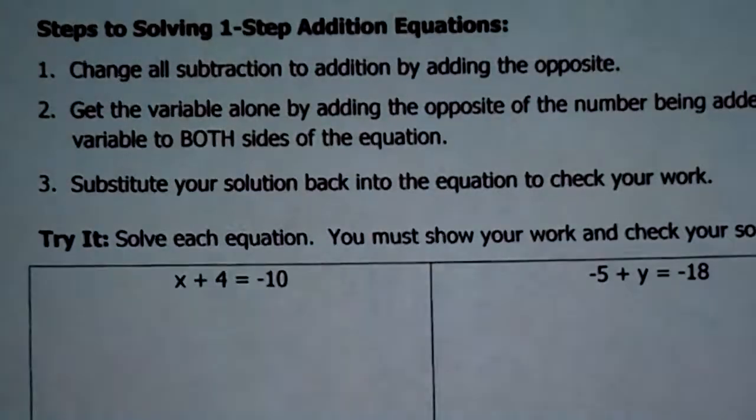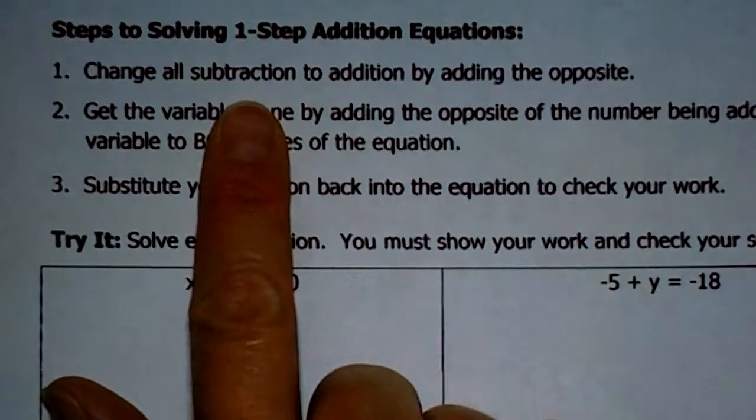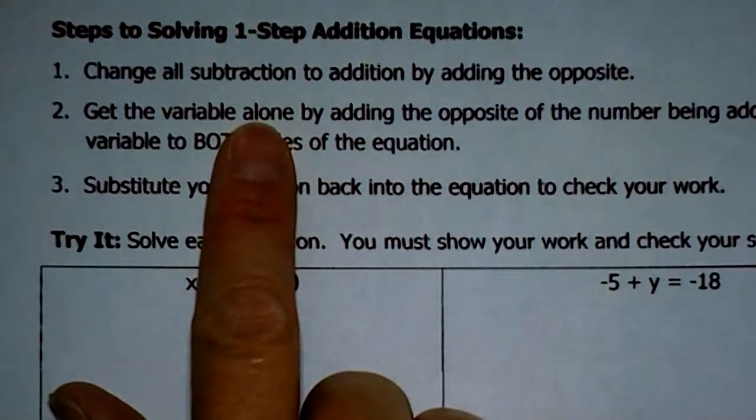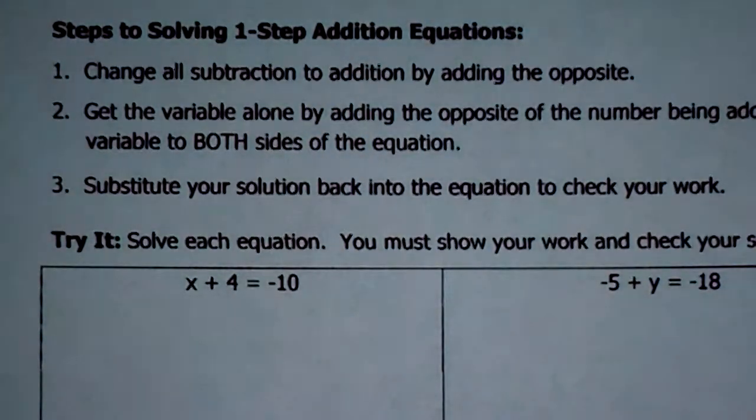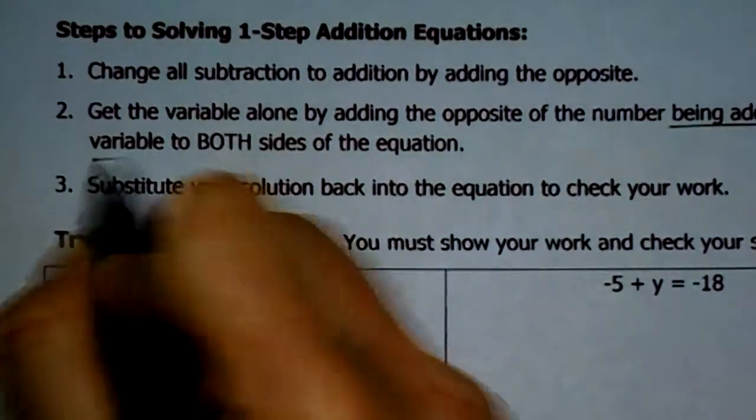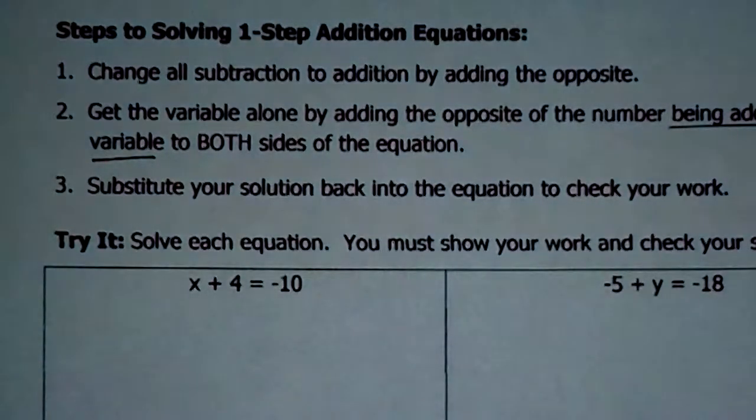So our steps: we are going to change subtraction to addition by adding the opposite. You get the variable alone, or isolate it, by adding the opposite of the number being added to the variable. So only the number that's being added to the variable. The other one you just leave alone. Then we can actually check every single answer. That's what's great about solving equations. You can check every single solution. So when you take a test on this stuff, you will know if you got 100% right off the bat because you can check them all.